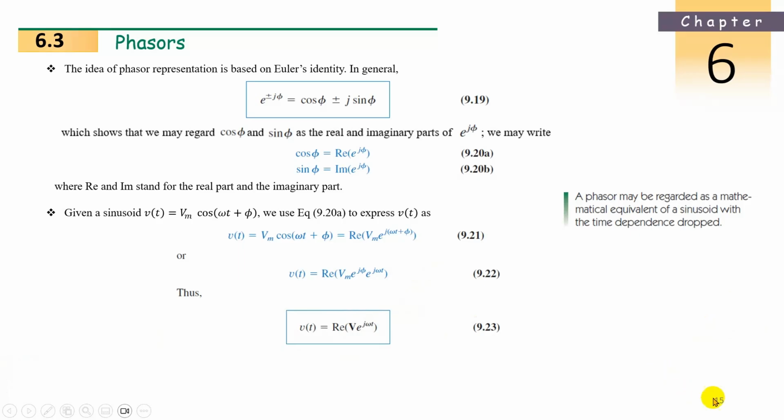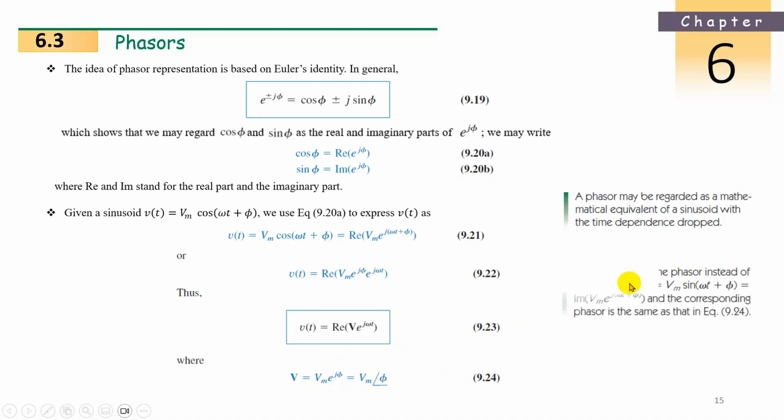So wherever equations come, I can directly apply this. V is nothing but Vm e power j phi. We can also write it as Vm at an angle of phi. What is R e power j phi? It is R at an angle of phi in polar form. This is the exponential form, and Vm at an angle phi is the polar form. So what is there?